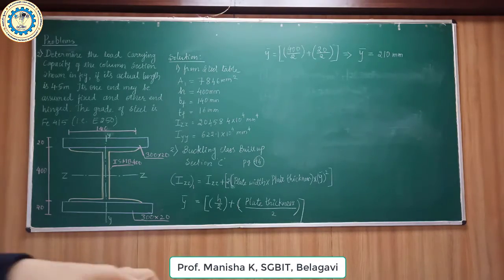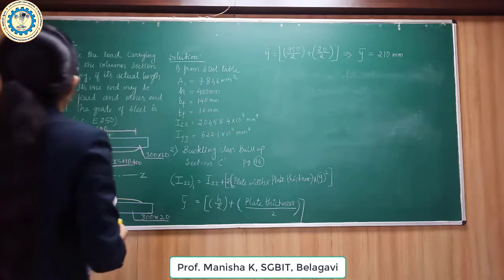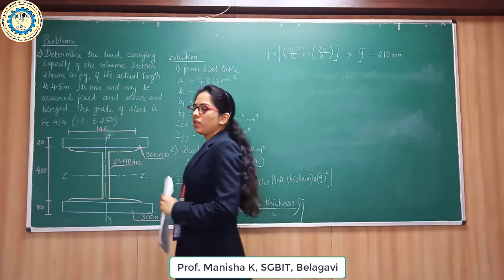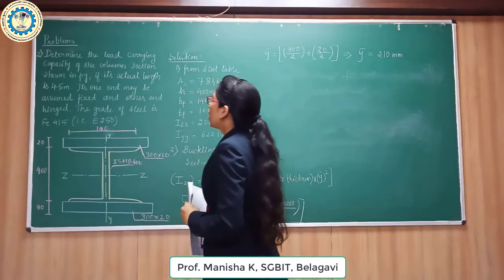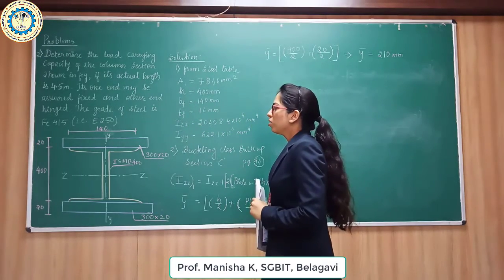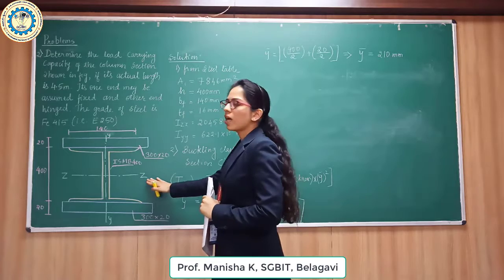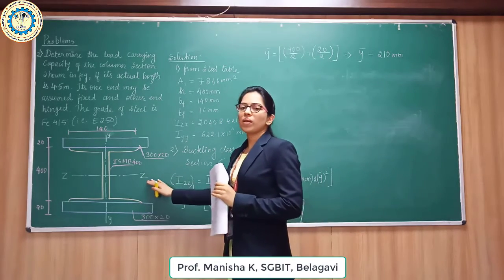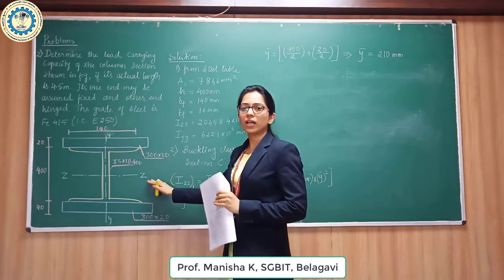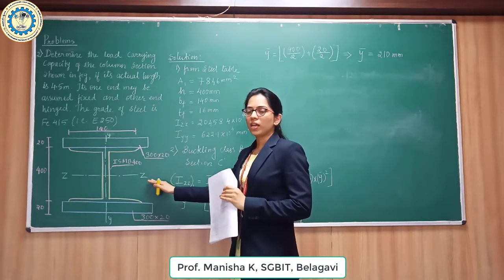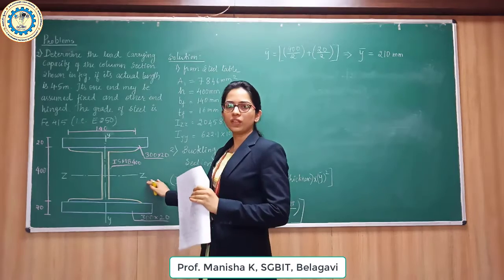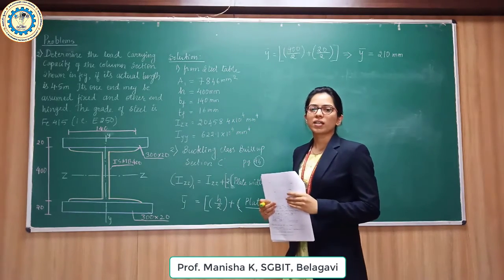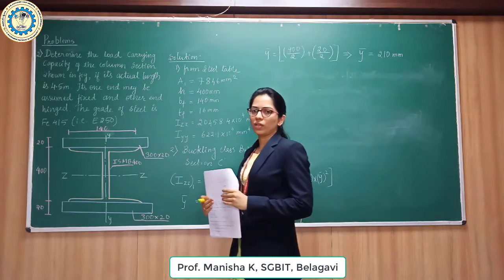Students, let us begin with the second problem on design of a compression member. They have given the question: determine the load carrying capacity of the column section shown in this figure if its actual length is 4.5 meter and its one end may be assumed as fixed and another end is assumed as a hinge. And they have given the grade of steel as Fe 410, that is fy equals 250.